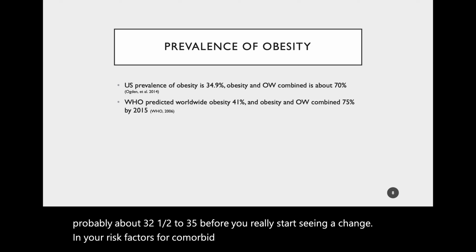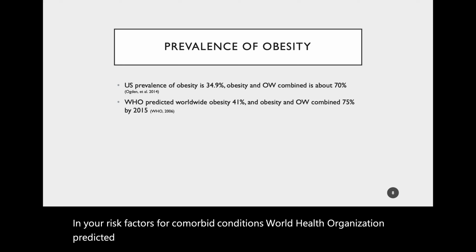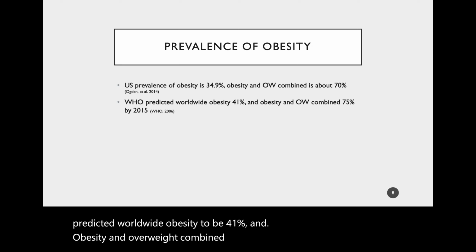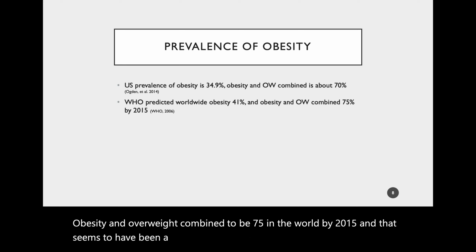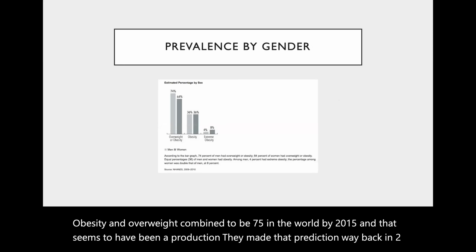World Health Organization predicted worldwide obesity to be 41%, and obesity and overweight combined to be 75% in the world by 2015. And that seems to have been a prediction. They made that prediction way back in 2006, and that seems to have been true.